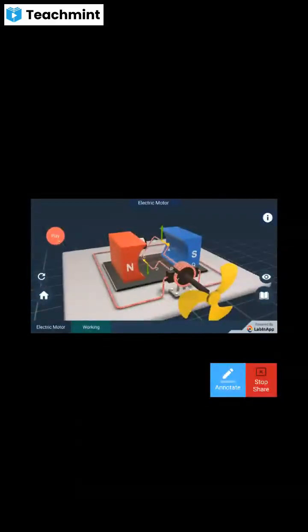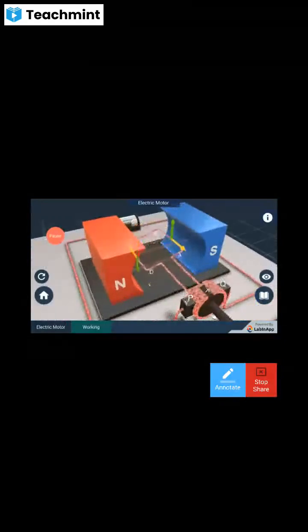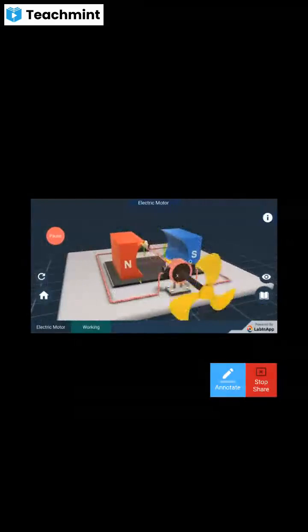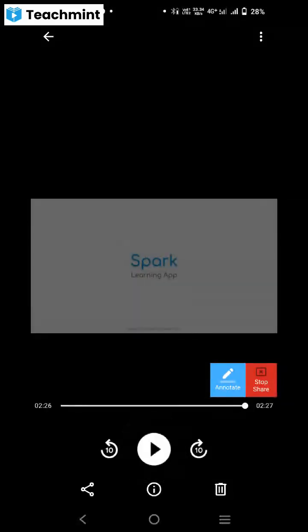So by continuous motion, the fan starts rotating. But the fans in our houses are not like this. We have AC fans at our house. Do you have AC fans in your house? Electricity.